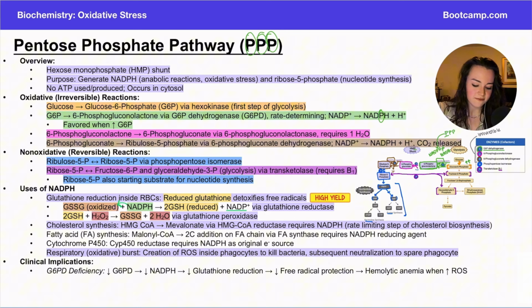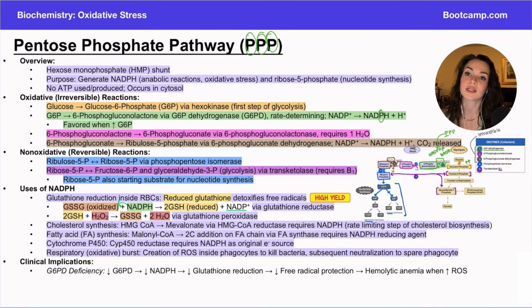NADPH is also used in fatty acid synthesis. And the step we're looking at is the step mediated by the enzyme fatty acid synthase. And that fatty acid synthase enzyme is going to add 2 carbons onto malonyl-CoA to elongate that fatty acid chain. And that step, mediated by fatty acid synthase, also requires NADPH as a reducing agent. So you're noticing a theme here of anabolic reactions. And then finally, the cytochrome P450 system also needs the electrons from NADPH for cytochrome P450 reductase to do its activity. So lots of cool stuff we need NADPH for.